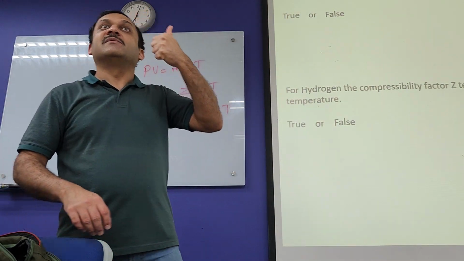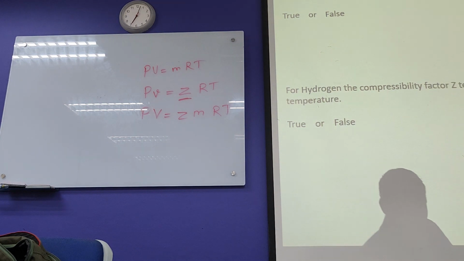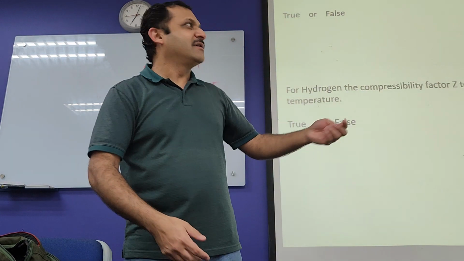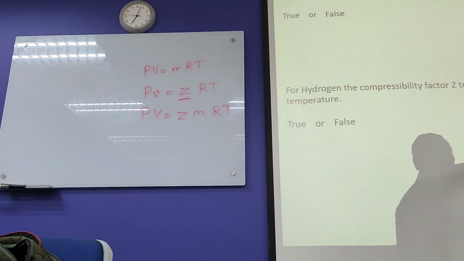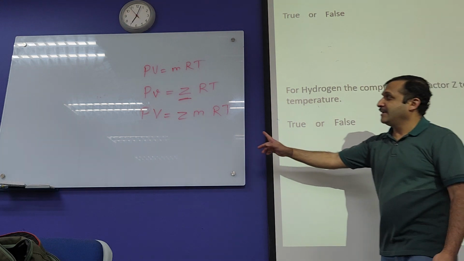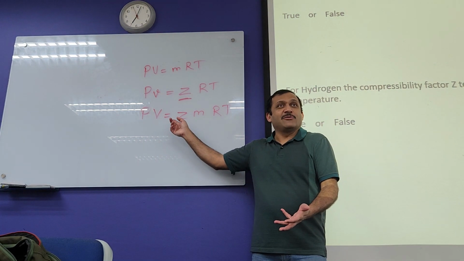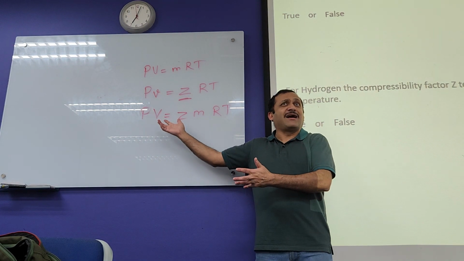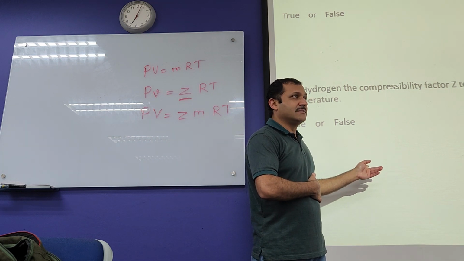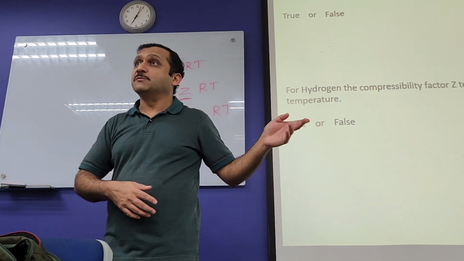So the first assumption of an ideal gas law was that particles occupy almost no space. The second assumption was they don't experience any intermolecular forces. So if you reduce the pressure, will both those assumptions be getting true? So should Z be tending to unity, and now the real gas might start behaving like ideal? That's true. Clear? So the answer for that is true.